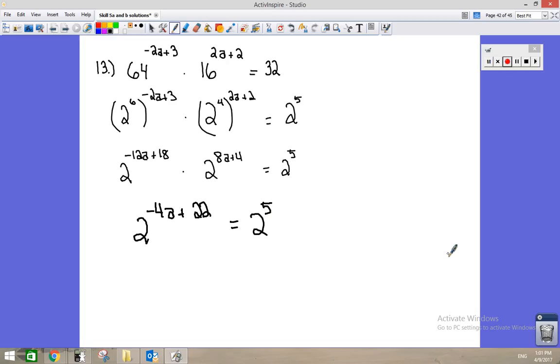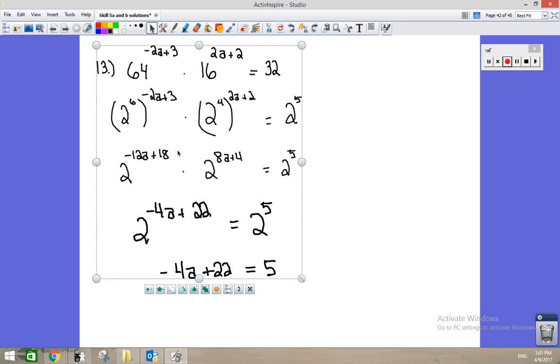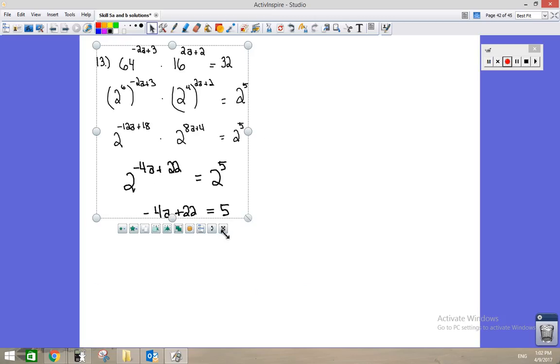Alright, so if I haven't made a mistake, we've got the fact that exponential functions are one-to-one functions. If the numbers are the same and the bases are the same, the exponents have to be the same. So this negative 4a plus 22 is just an ugly way to write the number 5. So in two steps we have our solution. We subtract 22 from each side and divide by negative 4.